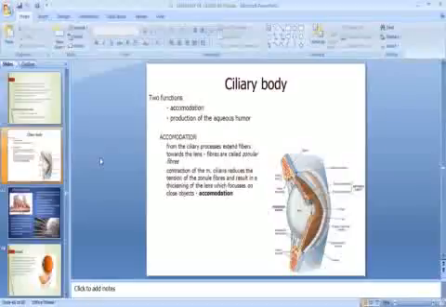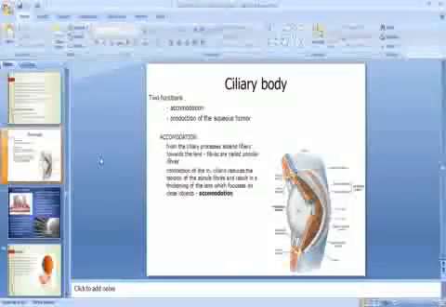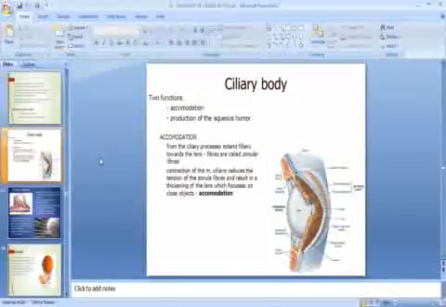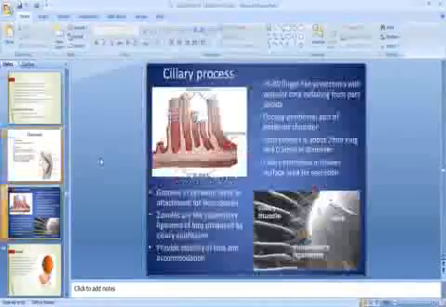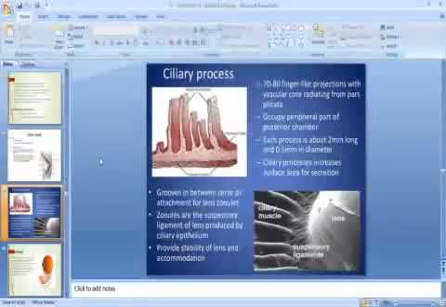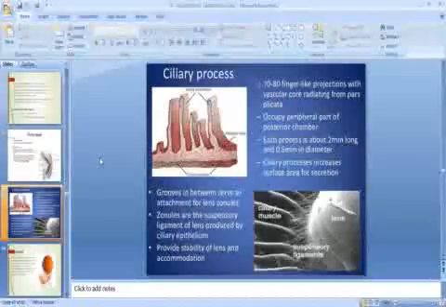The contraction of the muscular ciliaris reduces the tension of the zonular fibers and results in a thickening of the lens which focuses on close objects, and this is called the accommodation. Then what are the ciliary processes? It is an important structure because it produces the aqueous humor.